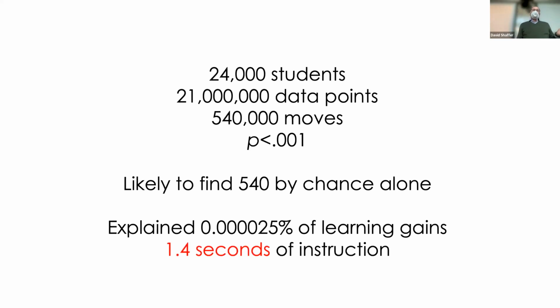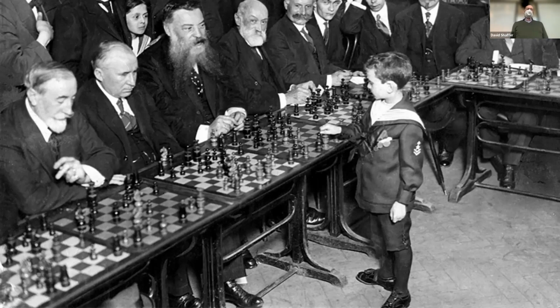Now, I was a teacher, and every 1.4 seconds of instruction is valuable in the classroom. But the question is, how much work do we do to make a change that's that small? Another way of thinking about that: chess has been studied a lot by cognitive scientists, I suspect because a lot of cognitive scientists like playing chess.